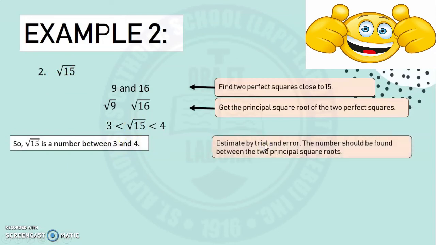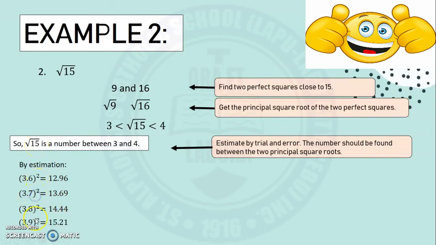Last step, estimate by trial and error. The number should be found between the two principal square roots, 3 and 4. So let's think of a number between 3 and 4. Let's choose 3.6. 3.6 squared is 12.96. 3.7. 3.7 squared is 13.69. 3.8. 3.8 squared is 14.44. Oh, it's almost 15. Next, 3.9 squared is 15.21.